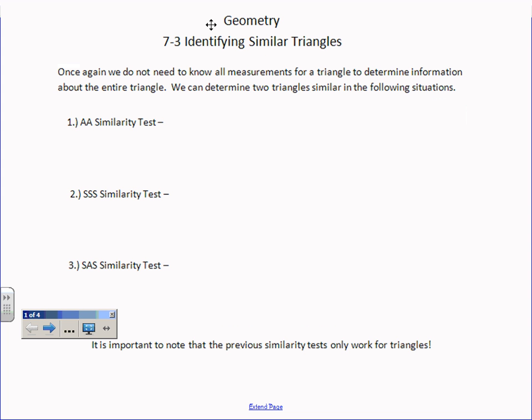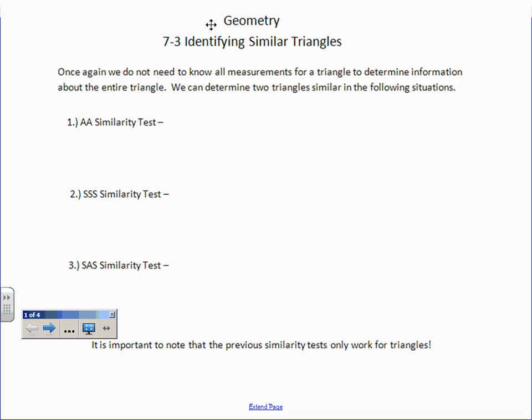As I mentioned before I started recording, a lot of math boils down to what's the least I can know and still be sure. And so we don't want to have to know everything. Obviously, if you know everything, that's kind of what you did yesterday. If you know everything, you can find out if it's similar or not. And we're going to specifically talk about triangles today.